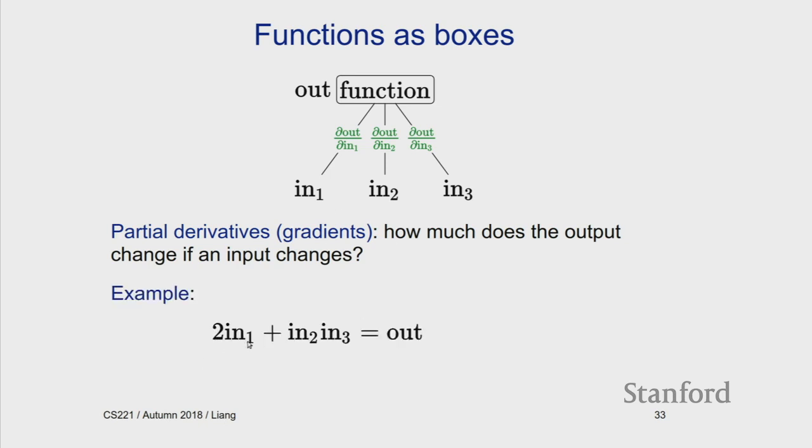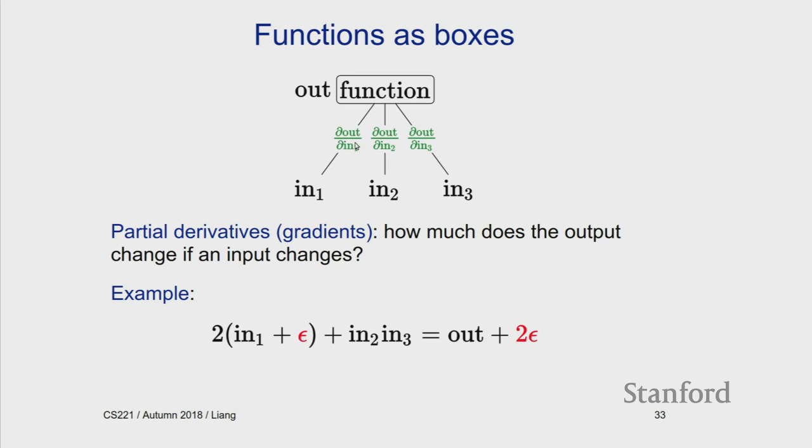So for example, if you have this function, which is 2n1 plus n2 n3, and you want to compute the partial with respect to n1, you think about what happens if I add an epsilon into the input n1. Epsilon is a small positive number. You do the math and the output is 2 epsilon. So for every epsilon you put in, you get 2 epsilon. So the partial derivative here is 2.